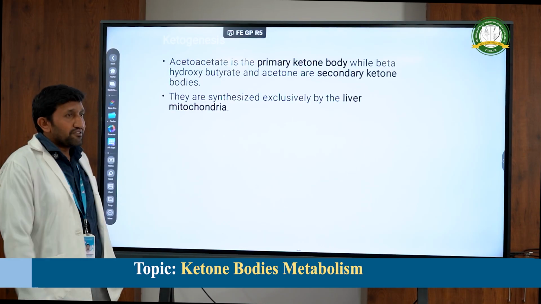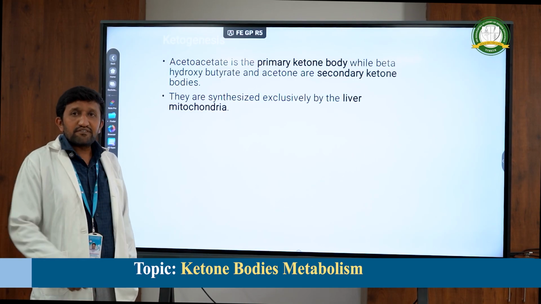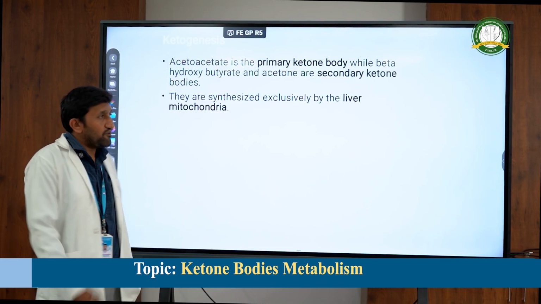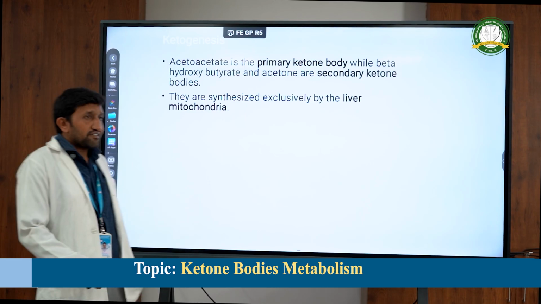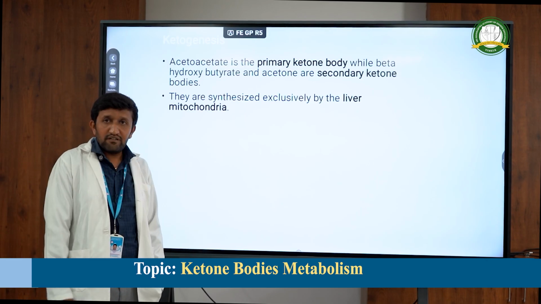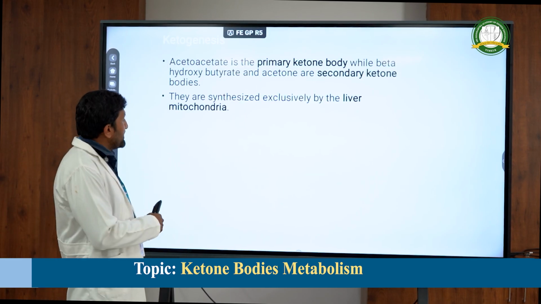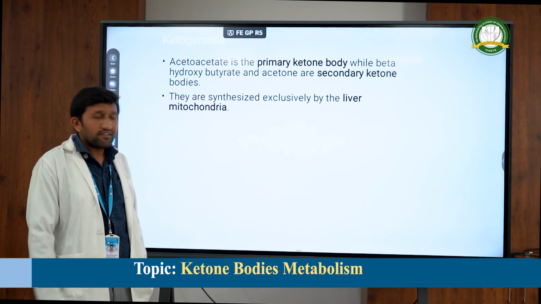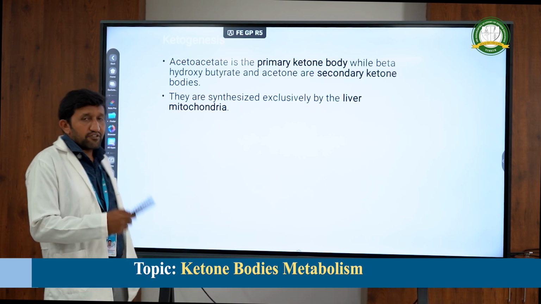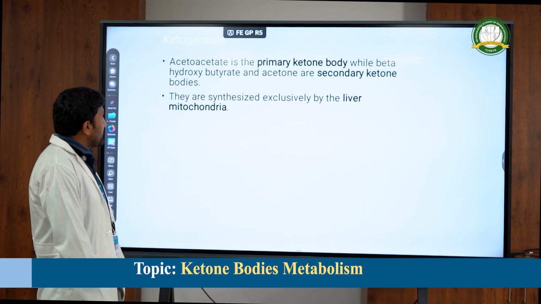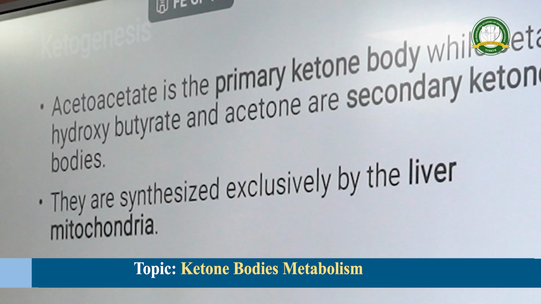Coming to ketogenesis. Ketogenesis is nothing but the synthesis of ketone bodies. There are two types of ketone bodies: primary and secondary. The primary ketone body is acetoacetate, and the secondary ketone bodies are beta hydroxybutyrate and acetone. They are synthesized exclusively by the liver mitochondria.